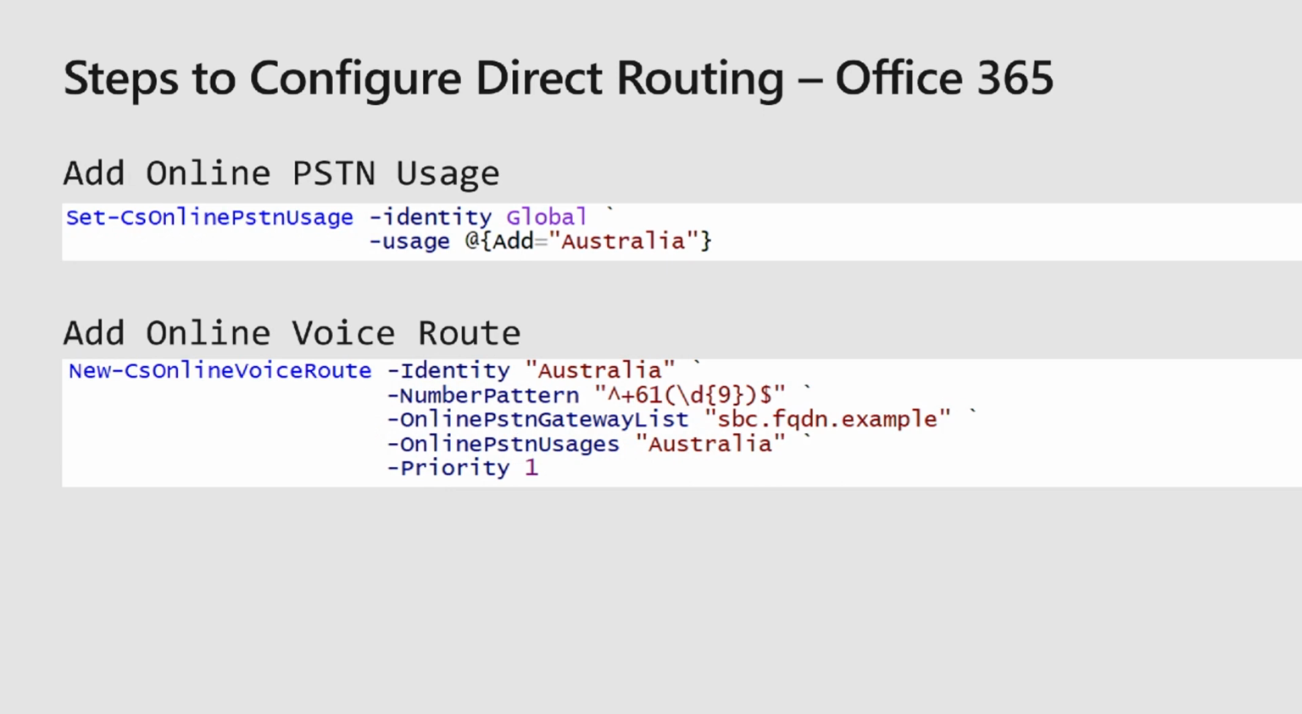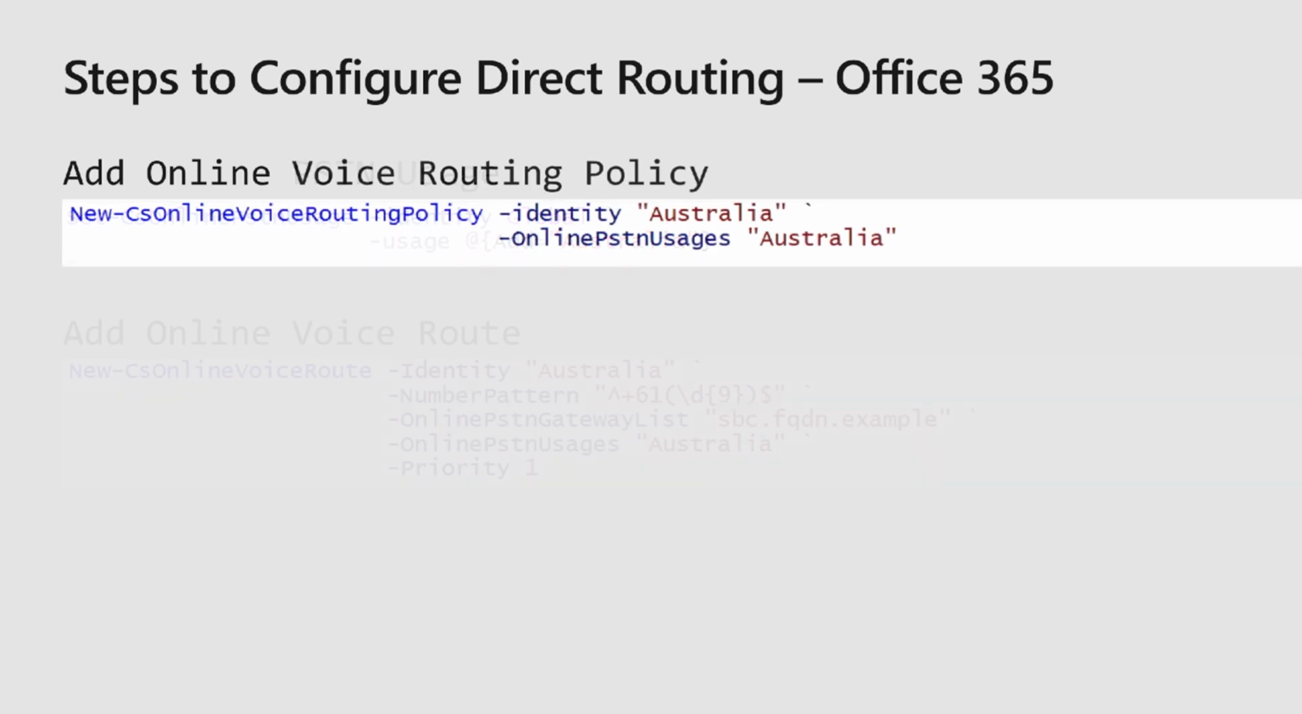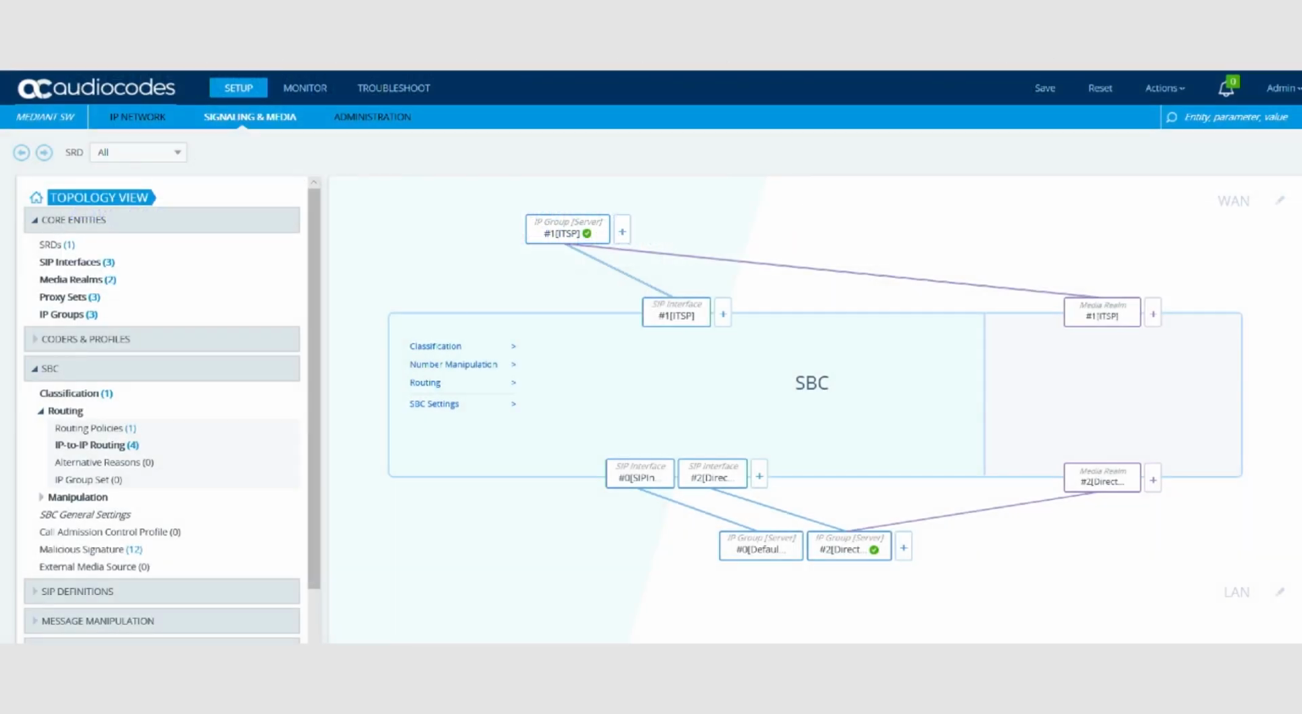We have our online PSTN usage, and this is for call authorization. Very simple. We have our online voice routing as well. With our voice routing, we just put our number patterns and our priorities. In this case, I'm saying if the call is for Australia, so +61, then we're going to send it to fqdn.example. The next step is our online voice routing policy, and we create our online voice routing policy. This is the policy we assign to our users.